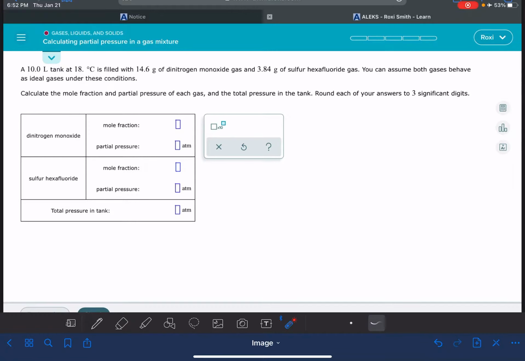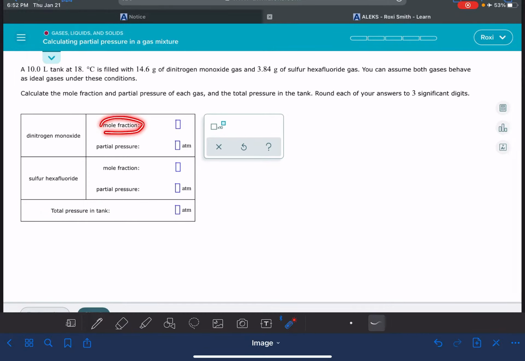In this video, I'm going to show you how to solve the ALEKS problem called calculating partial pressure in a gas mixture. There are three different things you have to do in this problem. First, you have to calculate the mole fraction of the two gases in the mixture. You also have to calculate their partial pressures, and you have to calculate the total pressure in the tank.